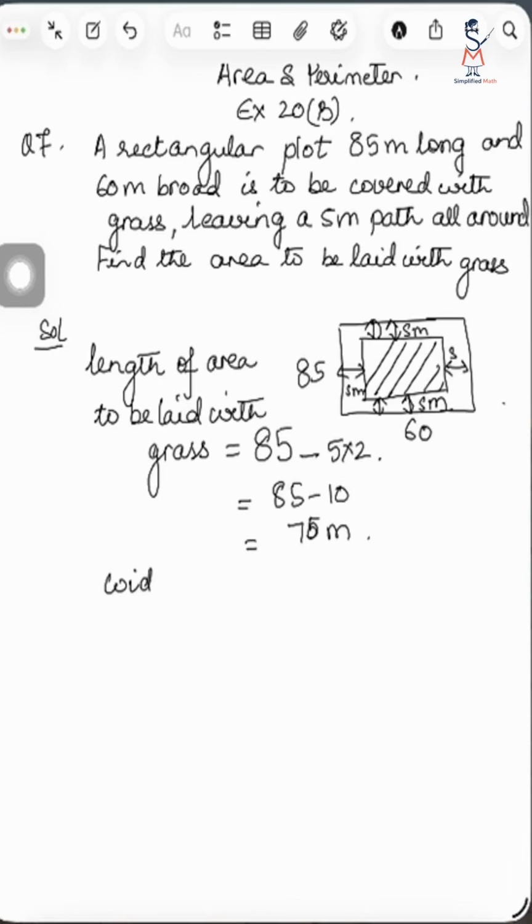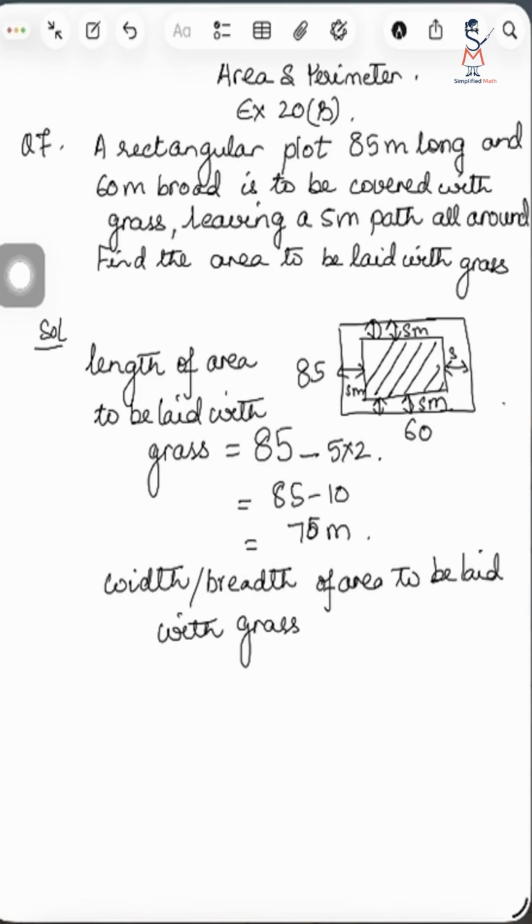Now, in the same way, we will find the width. Width of the area to be laid, or breadth, whatever you want to say. Here it's given breadth, so we will write breadth. Breadth of area to be laid with grass. Again, from this whole 60, I will remove this 5 and this 5 because 5-meter path I have to leave all around. So it will become 60 minus 2 times 5, 5 from both the sides. 60 minus 10, that is 50 meter.